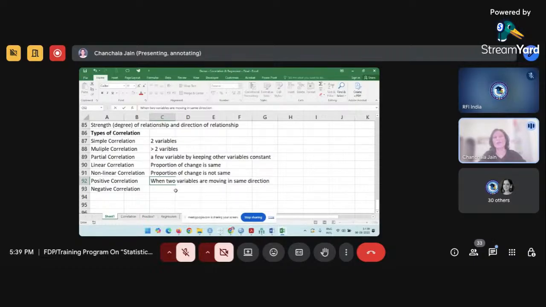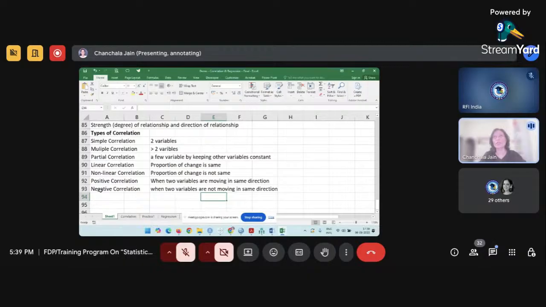Meaning one variable you are increasing, the other variable is also increasing. One variable you are decreasing, the other variable is also decreasing. It is positive correlation. Negative correlation is when two variables are not moving in the same direction. That means if you are increasing one variable, the other variable is decreasing. It is negative. For example, demand and price. If you are increasing price, generally demand gets decreased. That is negative correlation, right?